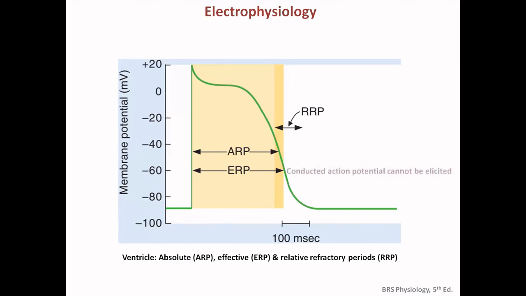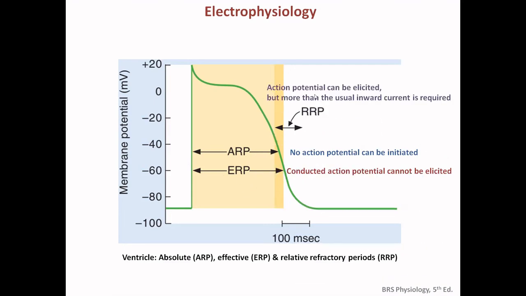Okay. So here we see that during the effective refractory period, a conducted action potential cannot be elicited. During this time, no action potential can be initiated. Whereas in the RRP, an action potential can be elicited, but more than the usual inward current is required. So this is the time an action potential is initiated.